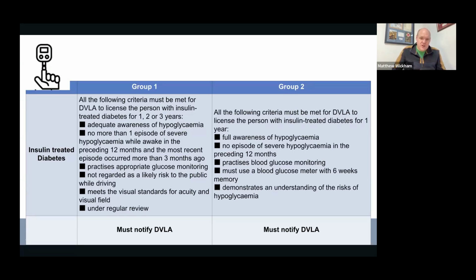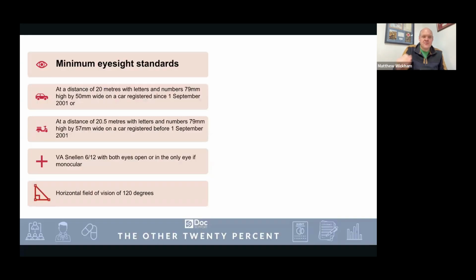What's interesting is that they've just updated this. Apologies, the slide isn't updated. That continuous glucose monitoring is acceptable now, which is great. Even just so you don't be surprised if they mention that in the DVLA rules when you go and investigate this. So think about eyesight standards.